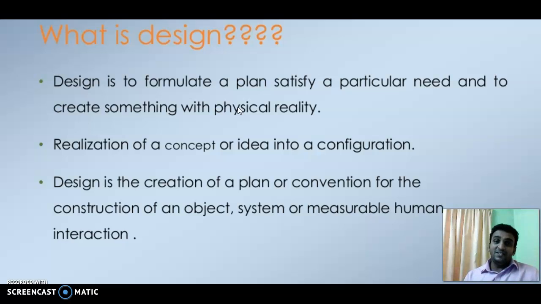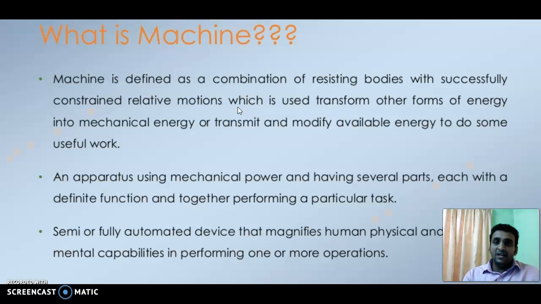And there will be a concept or idea. We have to convert that concept or idea into a product. That is the second point. That is the realization of a concept or idea into a configuration. Then the third point, that is, design is the creation of a plan or convention for the construction of an object, system or measurable human interaction. That means design involves not only a particular product, there is a system also that design means.